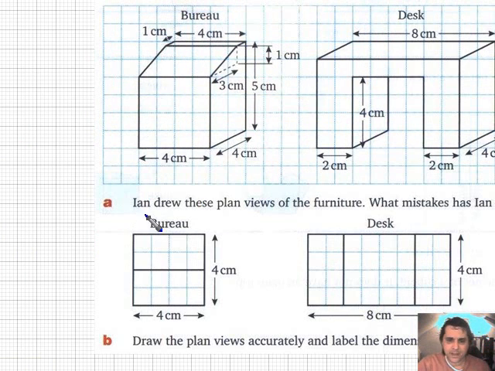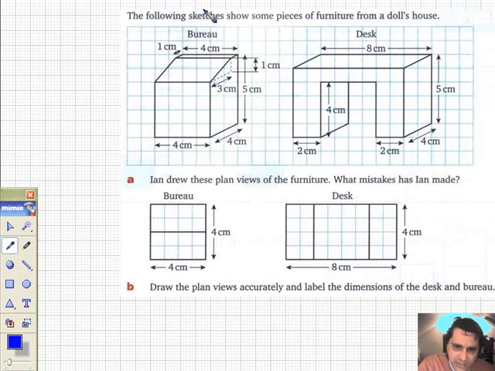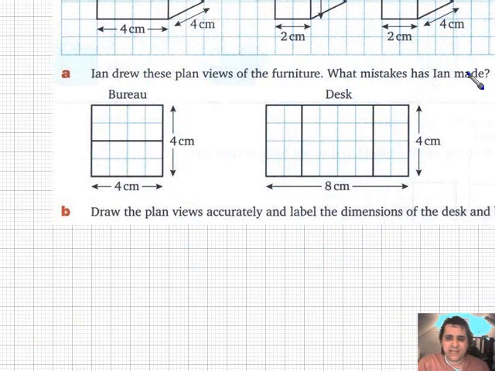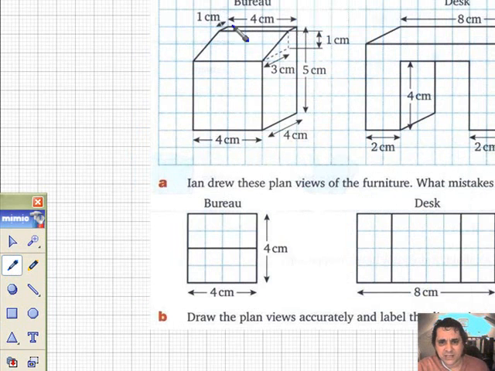Bureau, desk. Now Ian, bless him, drew these plan views of the furniture. So Ian went up high and looked down there, then went over here and looked down there and drew what he thought he saw. What mistakes has Ian made? Very hard to communicate this, but do you see the slanted part of the bureau only sticks out 3 centimeters, and the tallest, flattest part sticks out 1 centimeter. So what Ian drew was a line, like 2 centimeters from the back and 2 from the front.